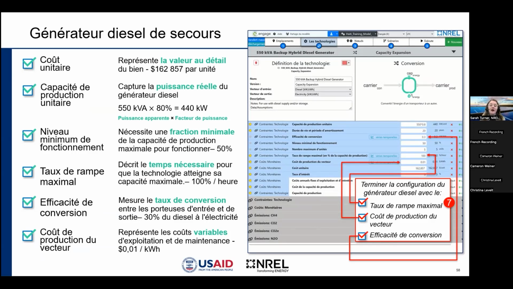One last cost parameter we will add to our diesel generator is its operation and maintenance cost, which we will represent this time on a variable basis at 1 cent per kilowatt hour. This is as opposed to the fixed way that we were converting it before, which was per kilowatt on an annual basis.